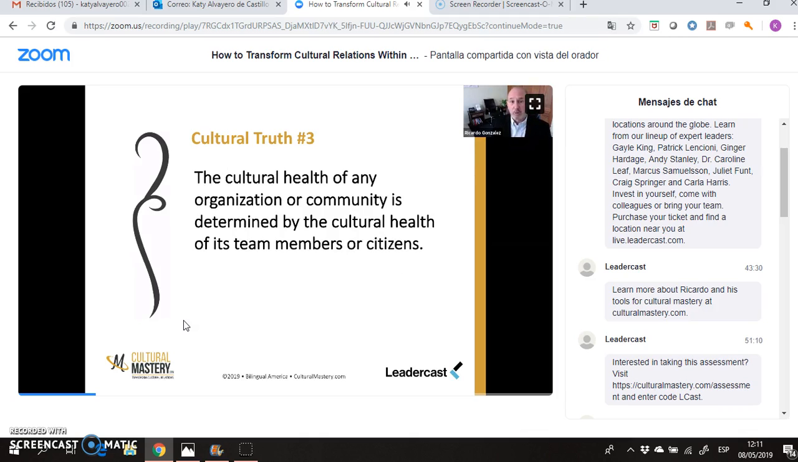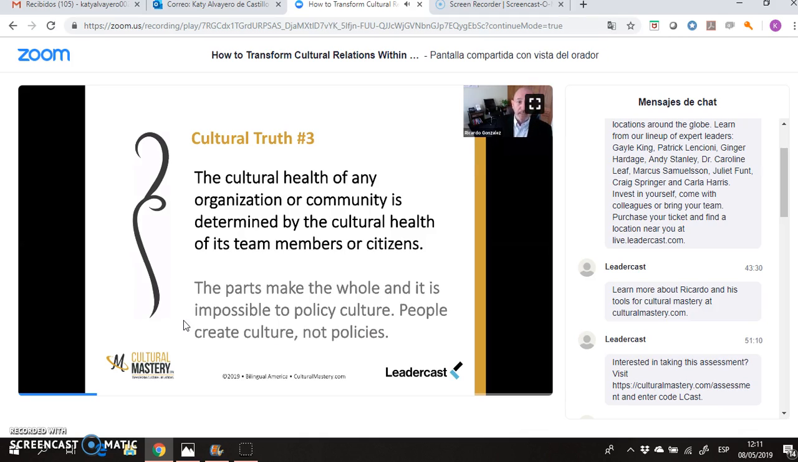And the third cultural truth is this, that the cultural health of any organization or community is determined by the cultural health of its team members or citizens. So the parts make the whole, and it's impossible to policy culture. And the reason is because people create culture, not policies.